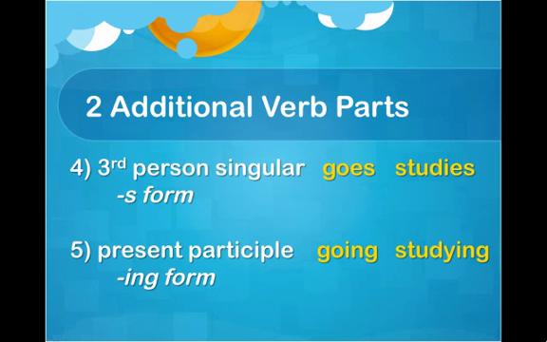Here are two additional verb parts you should be familiar with. There's the third person singular, or the S form: goes, studies. Usually this is formed by adding an S or an ES to the infinitive form. And then there's the present participle, where you typically take your infinitive, to go, to study, and you simply put ing on the end.